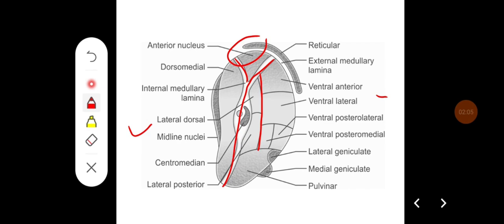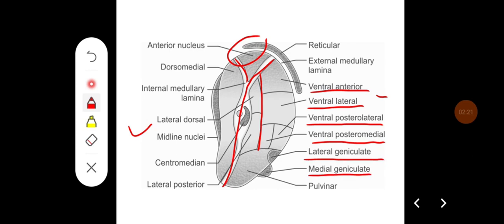The ventral group is further divided into ventral anterior, ventral lateral, ventral posterior lateral, and ventral posterior medial, the lateral geniculate body and medial geniculate body. Whereas the dorsal group of nuclei is further divided into lateral dorsal, lateral posterior, and pulvinar. The medial group of nuclei constitutes the dorsomedial nucleus, midline nucleus, and centromedian nucleus.